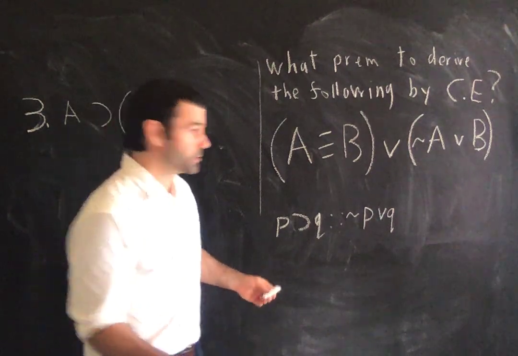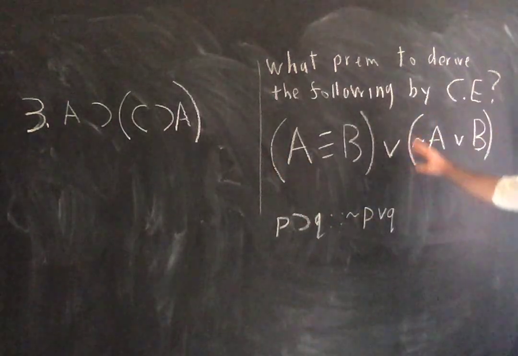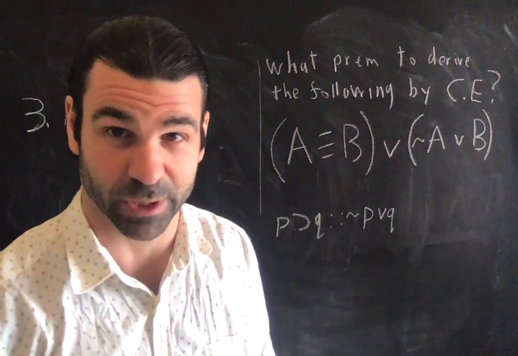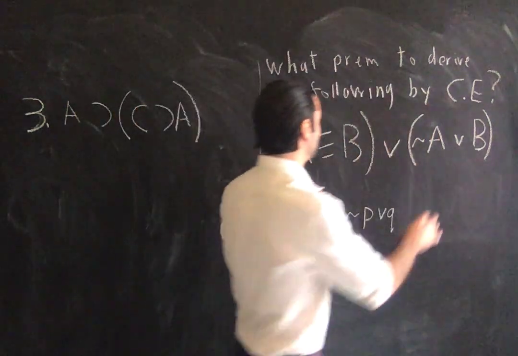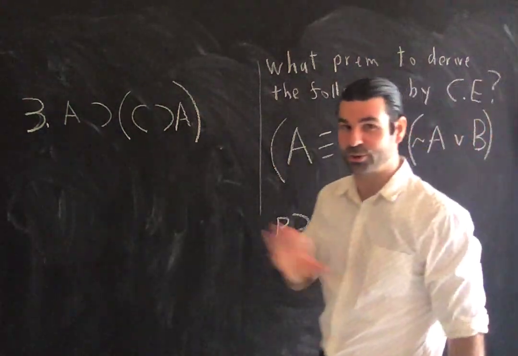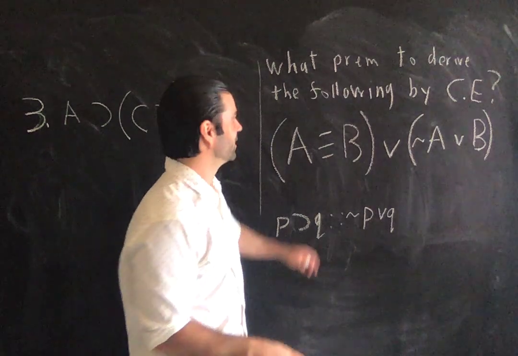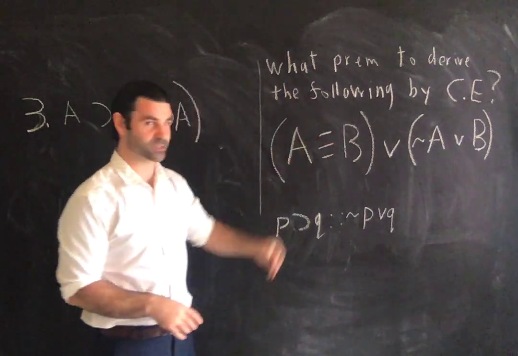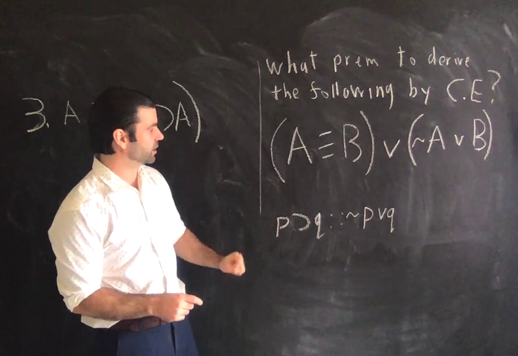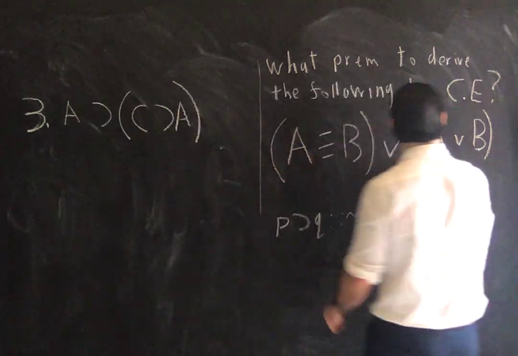So I want you to realize how you could get stuck here. This is how you might get stuck in the trick question in the exam, right? This is a perfectly legal list. There are no typos in this question, okay? The question is, what premise do I need to derive this by conditional exchange? This one, okay? A biconditional B, or this.